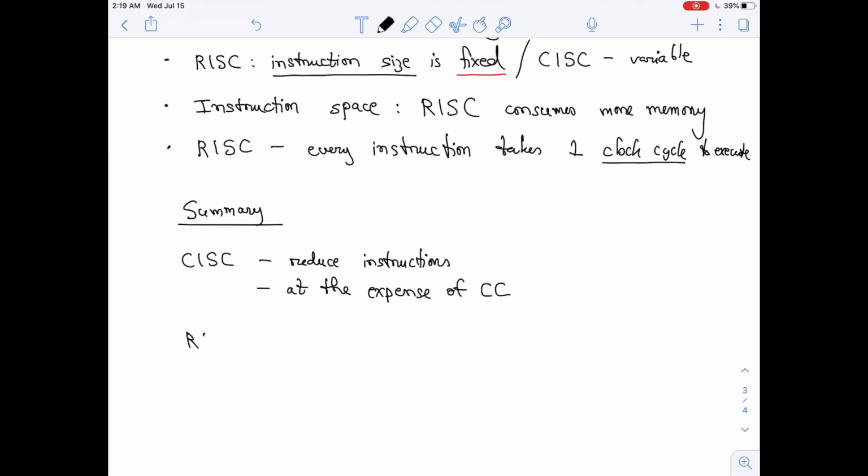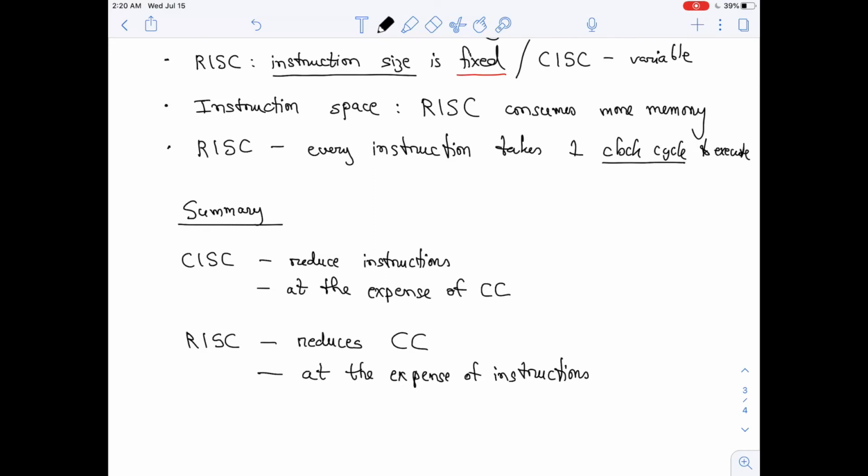Whereas with RISC, so by reduce instructions, I meant minimize instructions. So with RISC, it's the opposite. It reduces clock cycles at the expense of instructions.